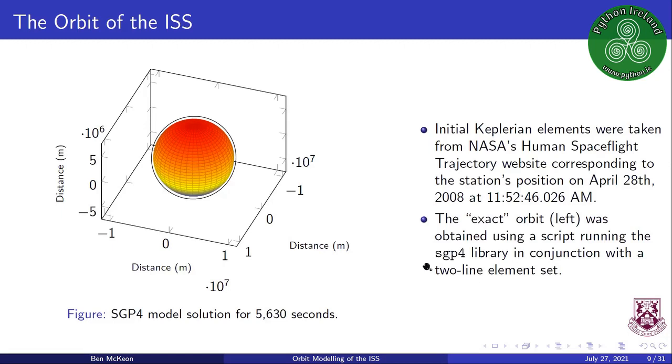And like I said, it was running a script based on the SGP4 library in conjunction with a 2-line element set, which is a way of designating different spacecraft. I think that's managed by NORAD, and I just used the 2-line element set that was available from NORAD for the International Space Station. So this is for 5,630 seconds, which is roughly equivalent to 1 full orbit. That's roughly 90 minutes, give or take, which is about the amount of time it would take for the International Space Station to go around the Earth once.